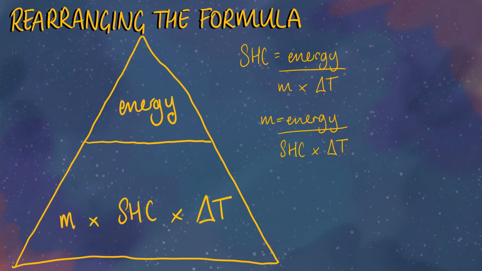And the last one, if we want to know what the change in temperature is, then it is change in temperature equals energy divided by mass times specific heat capacity. Okay, so that is how we rearrange the formula if we have to.